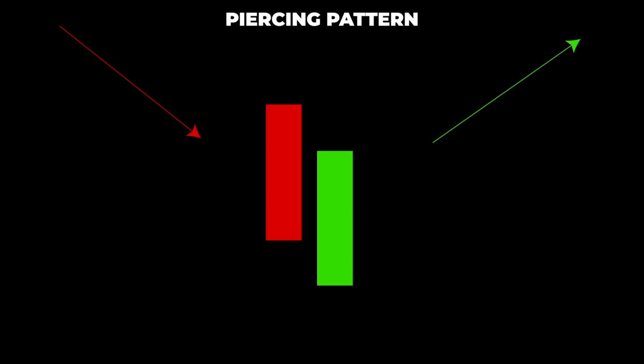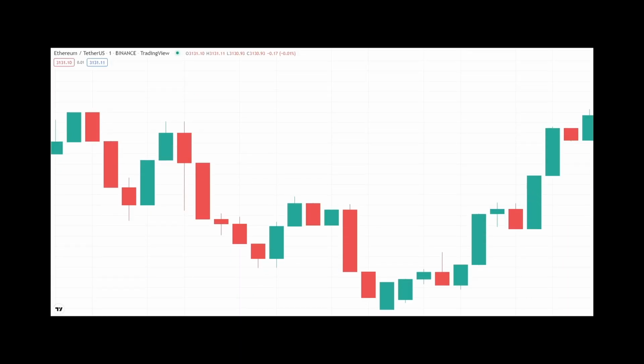So the first candlestick must be a red candlestick and the second one is a green, which opens gap down but closes more than 50% of the real body of the previous red candlestick. And this shows that the buyers are back in the market and a bullish reversal is going to take place. In this case, you can buy the crypto or enter a long position if the next day a bullish candle is formed, and you can place a stop loss at the low of the second candlestick.